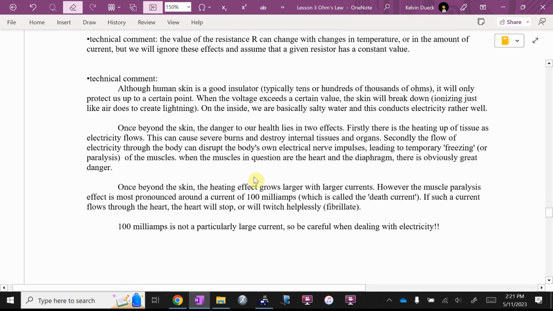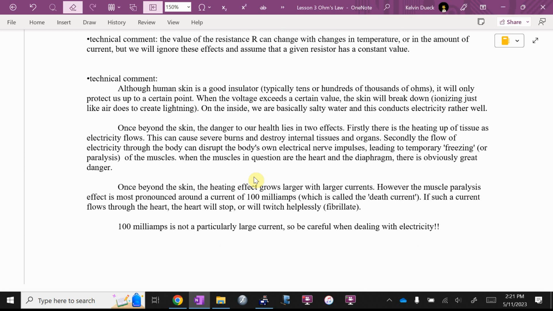Let's talk about how humans get shocked. Although human skin is a good insulator, typically in the tens or hundreds of thousands of ohms, it will only protect us to a certain point. Air is a good insulator, but if you have a high enough voltage, lightning can occur. The air will act like a wire.